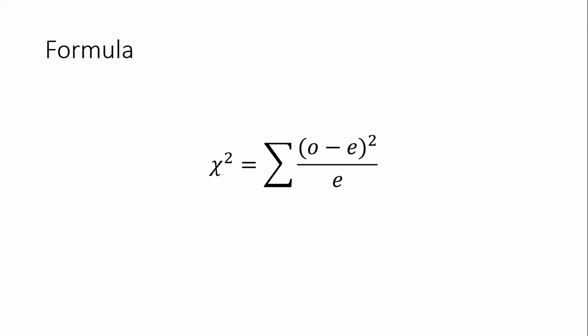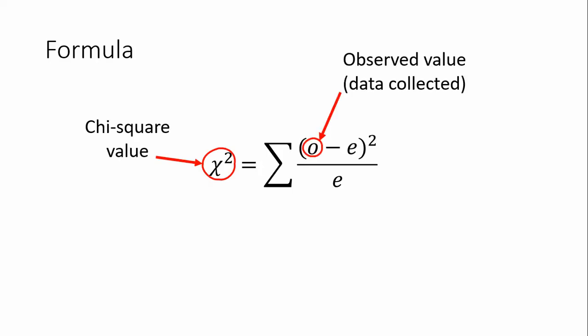So this is the formula for chi-square. It's fairly similar in complexity to the standard deviation one. So this is your calculated chi-square value. This is your observed value. So that's the data that you collect.